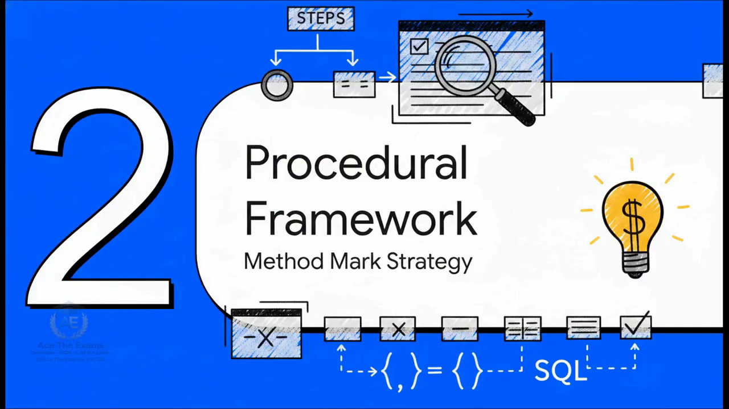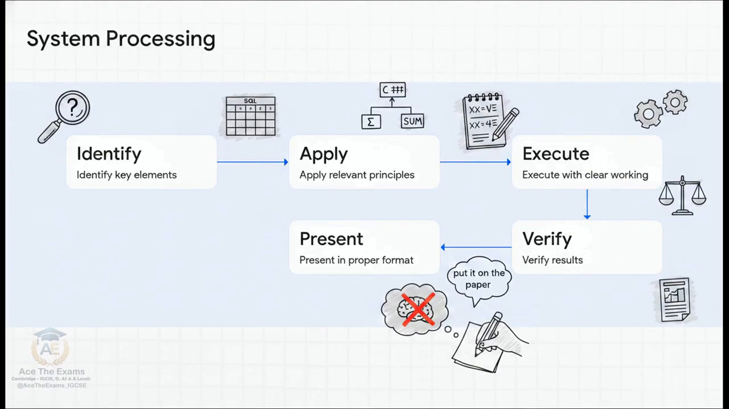Which brings us perfectly to Section 2, the procedural framework, unlocking the method mark strategy. This procedural framework is what I like to call the method mark strategy. In the diagnostic clinic, this is your treatment plan. This is where examiners award points for your systematic process. Listen closely. Even if you make a silly syntax error, you can salvage major marks if your underlying logic is visible on the page. The crucial point here is the standardized 5-step sequence.